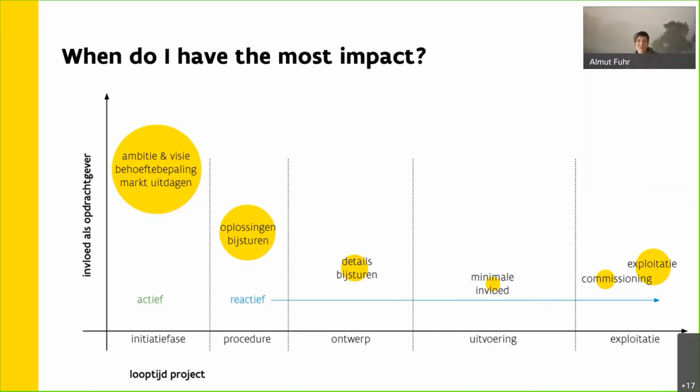From that on, sorry that the graph is in Dutch, but I didn't have the time to translate it. From that moment on, within the procedure and the design stage and the execution stage, the impact we can create gets less and less because we are only working on details anymore. But then in the exploitation, it's rising again because we all know that the exploitation phase is a big portion of the life cycle of a building. And if it's well managed, you can realize quite a lot of impact in that phase as well.